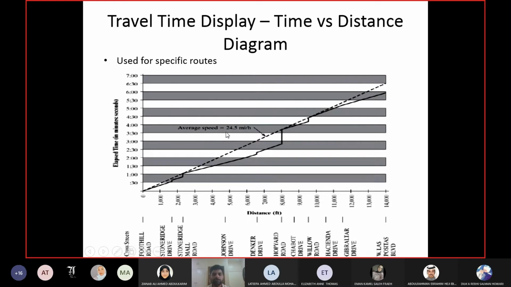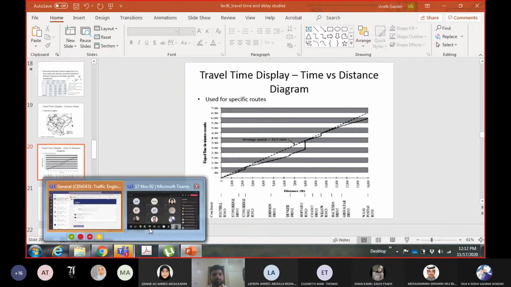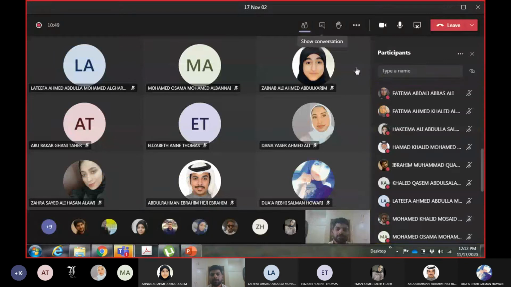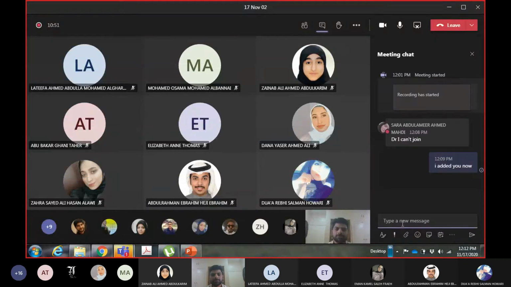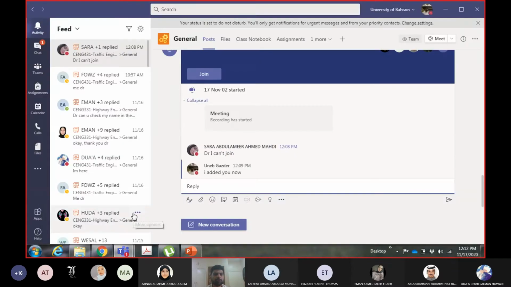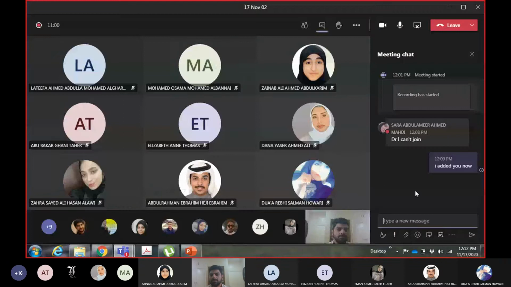So if the speed is 24.5 miles per hour, what will be the inverse of this? Give me the inverse of 24.5. How much is the inverse of 24.5?